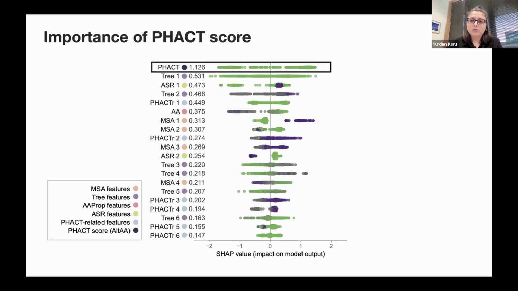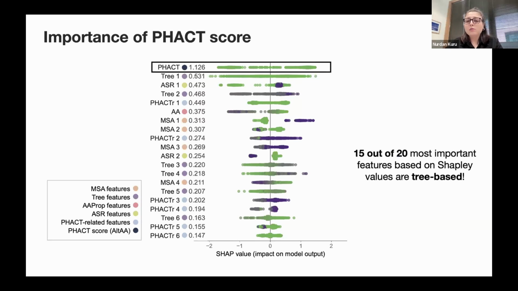Another important observation is that 15 out of the 20 most important features are tree-based. Our hypothesis was that we need to use phylogenetic trees and evolutionary information for more accurate prediction, and this result supports it. By the way, we cluster features based on the source of the feature. If it is computed over the MSA, we classify it as an MSA feature. So 15 out of 20 most important features are tree-based, which says that we need phylogenetic information and evolutionary relatedness to accurately classify missense mutations.